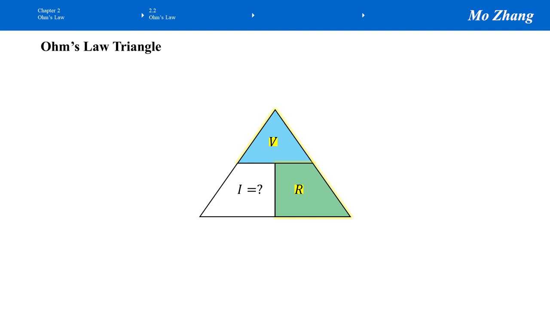For another case, if we don't know I, we can use V and R to find it. Based on the location of these pieces of the puzzle, V is on the top, R is in the bottom. V is the numerator and R is the denominator. So current I equals V over R. For the last case, if we want to find the resistance R, the formula is V divided by I. And that formula has the same shape as these pieces of the puzzle. V on the top is the numerator and I in the bottom is the denominator. This is section 2.2.